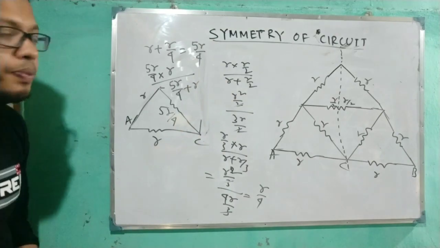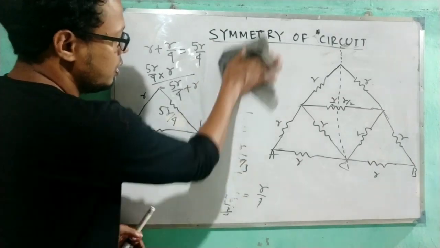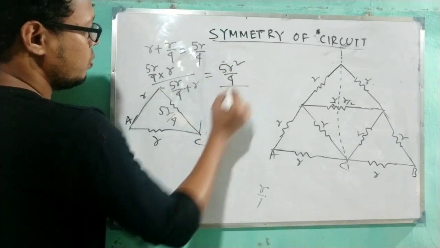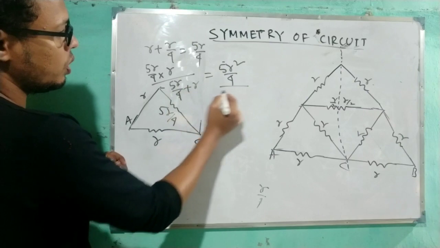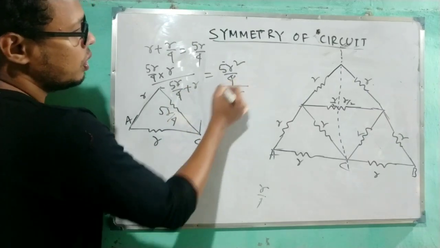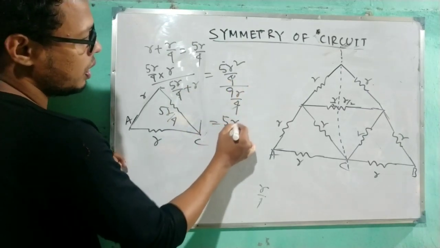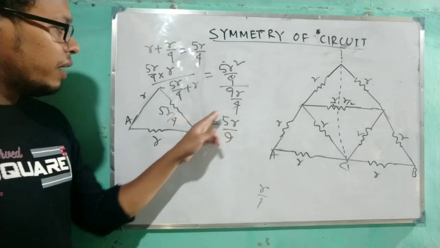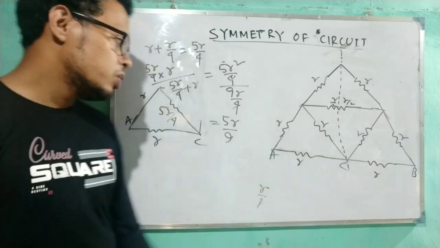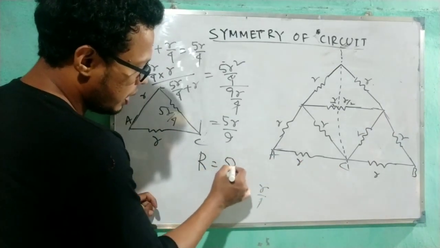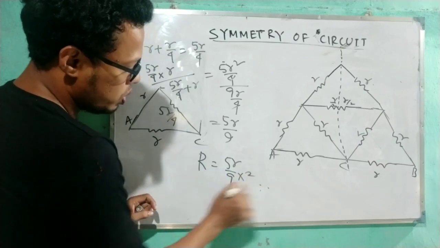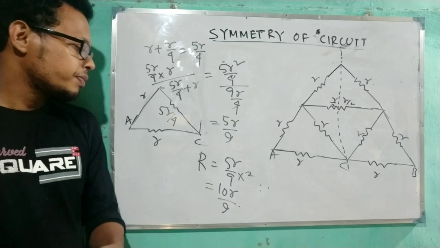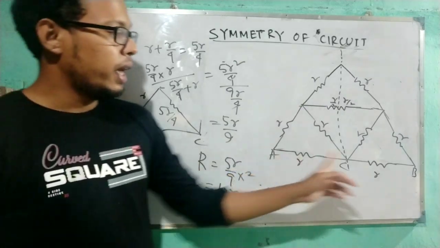What will be the value? The value is 5R square by 4 divided by 5R plus 4R, meaning 9R by 4. The 4 cancels, this will be 5R divided by 9. So we are getting 5R by 9 across A and C. So the total R will be 5R by 9 into 2, which is 10R divided by 9. This is the equivalent resistance in between A and B.